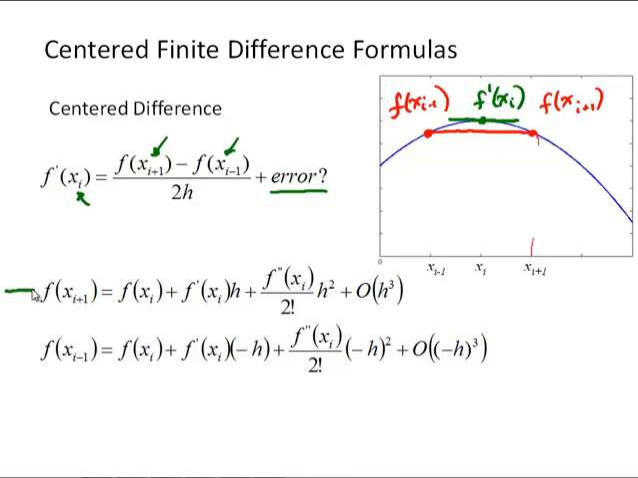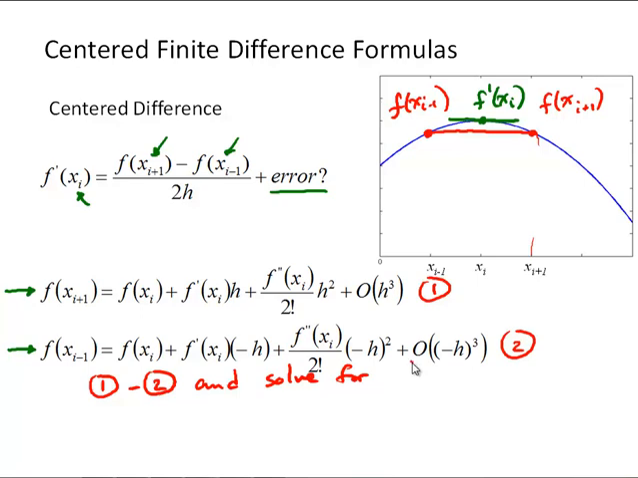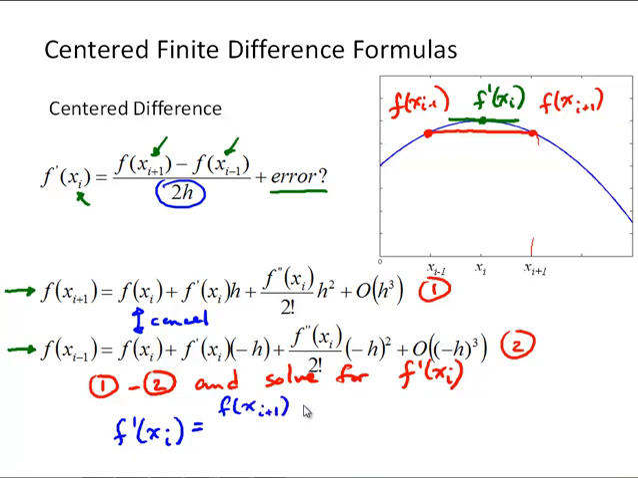So here's the Taylor series expansion for f of xi plus 1, and the Taylor series expansion for f of xi minus 1. And if we call this equation 1 and this equation 2, what we'll do is subtract equation 2 from equation 1 and solve for f prime at xi, and what we get is f prime at xi is equal to, so if you imagine doing this, the f of xi's are going to cancel when we subtract these two. And when we subtract here, we're going to get that 2h that shows up on the bottom, and we're going to get f at xi plus 1 minus f at xi minus 1, all divided by 2h.